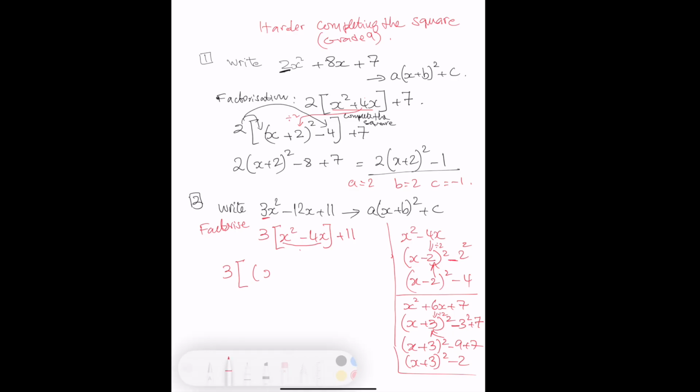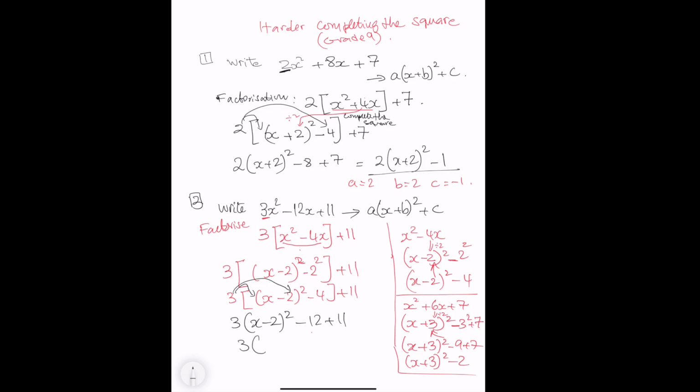So let's go back to this question. So we do x minus 2 squared, and then minus 2 squared, and then close the bracket, and plus 11. So this will be equivalent to x minus 2 squared minus 4 plus 11, and then try now to remove the bracket, so you have to expand. So this will be 3 bracket x minus 2 squared minus 12 plus 11, which is 3 bracket x minus 2 squared minus 1.